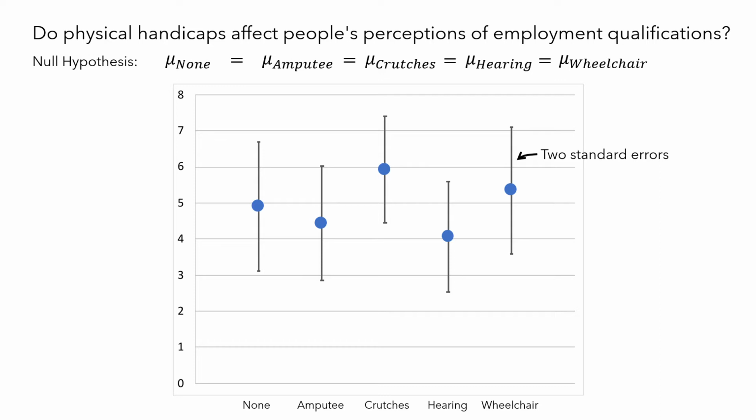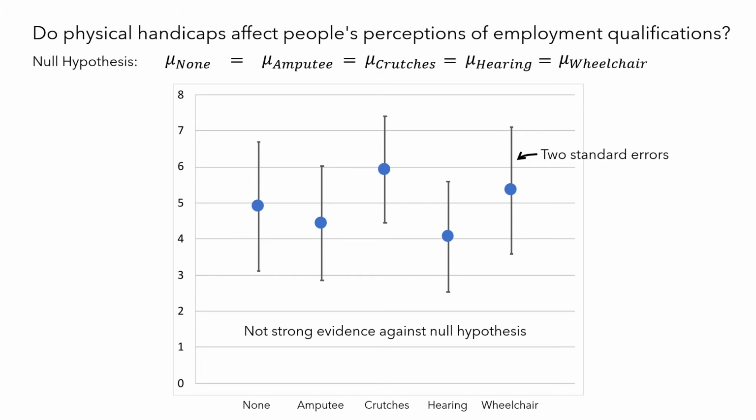For example, these suggest that the population mean for the hearing group might be as large as this, which is larger than the bottom of the interval for the crutches group. So it doesn't look like these data would be strong evidence against our null hypothesis.